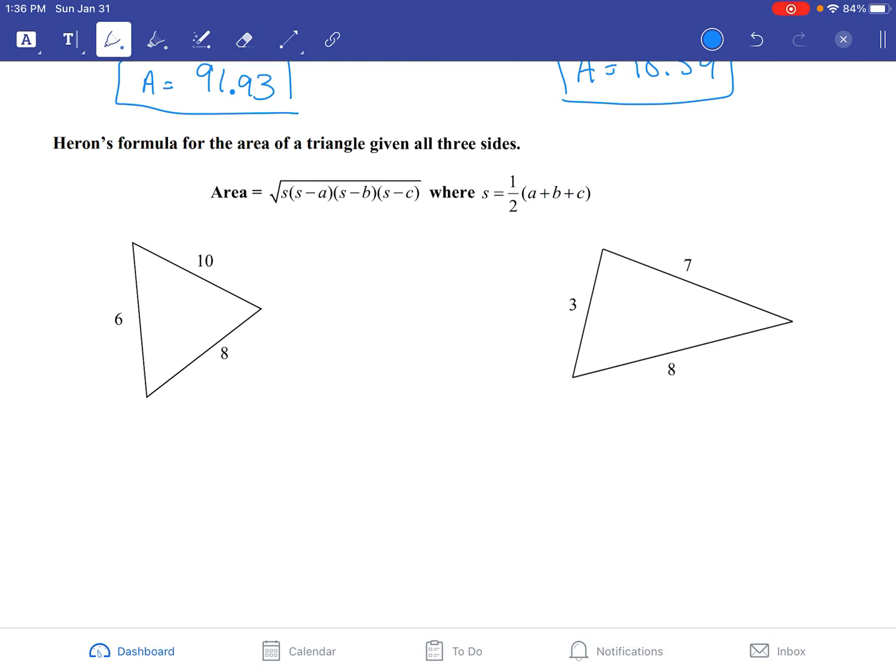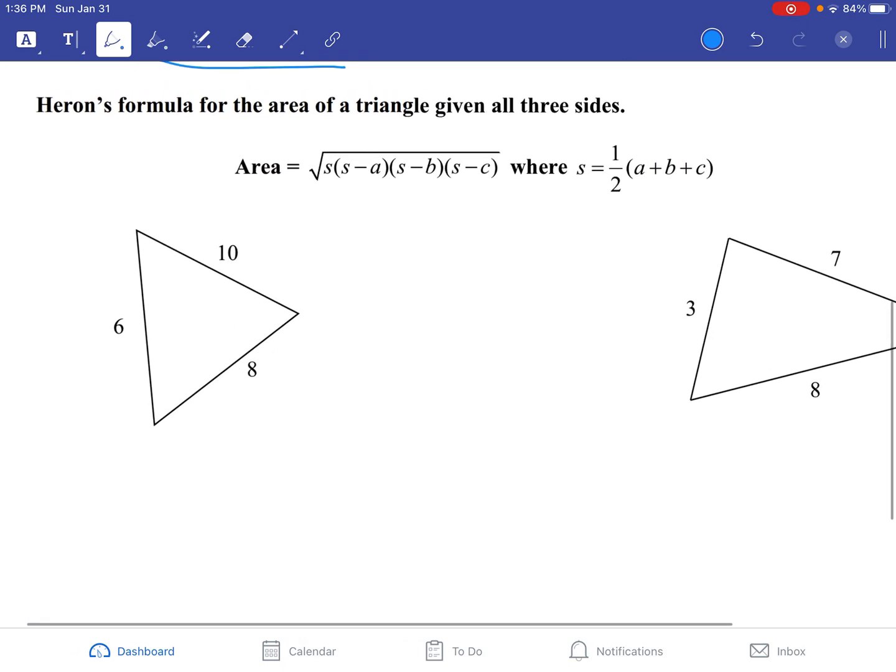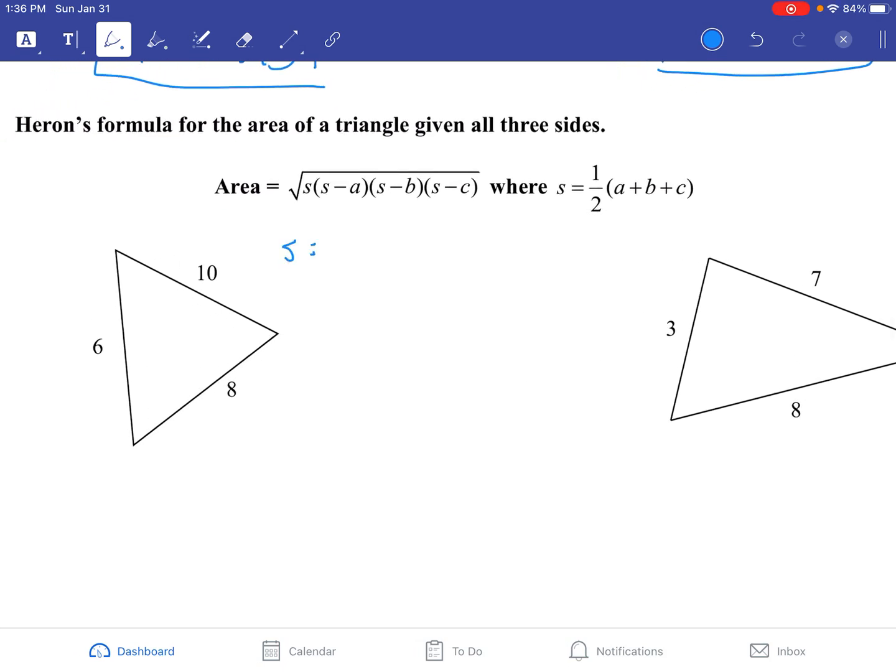Now this causes some problems because when people put it in their calculators, they do it incorrectly. So it's really important, again, I can't stress this enough, that you're putting this in the calculator, trying it out to see if you're getting the right answer. So for the first one, we're going to find the S value by taking 1/2 times 6 plus 10 plus 8. Okay, so we have 6 plus 10 plus 8, dividing by 2, we get 12.